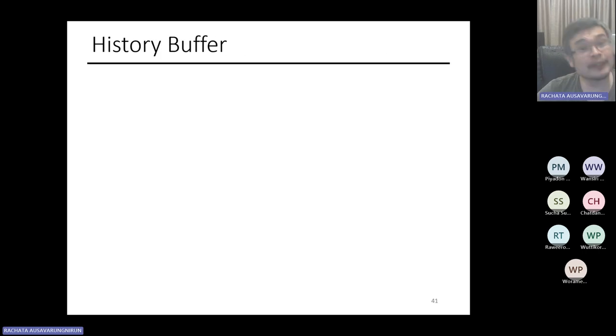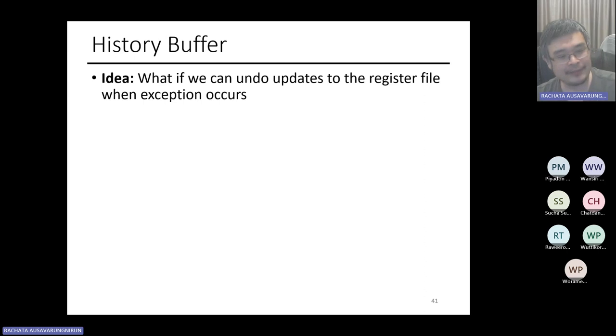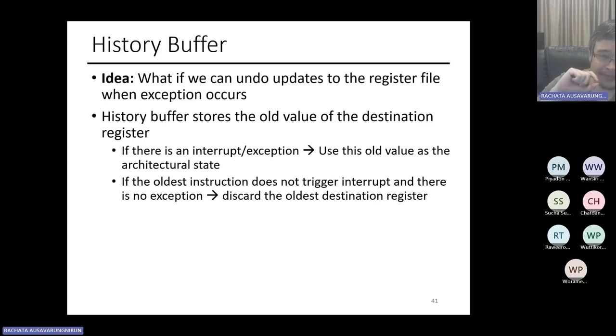Now, the next structure is called the history buffer. It's a slightly different variation of what we talked about earlier. The way the history buffer works is that what if we can undo an update? So instead of storing the future, like accessing a register file storing the older version of the data, we maintain the future version of the data. We get rid of the register file that has the old version, but we store a buffer of history that has the old value. If there's an exception, use the old value. This is the architectural state. And go from there.